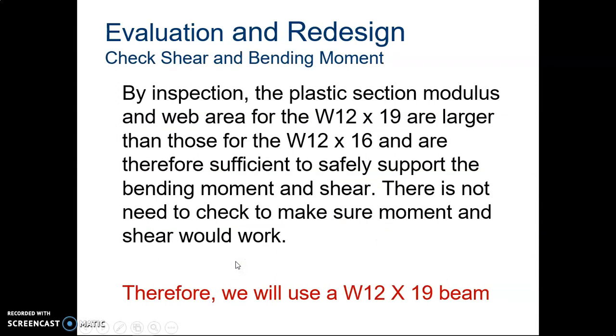And we know that because the smaller member worked for bending and shear, the larger one will work as well. So by inspection, the plastic section modulus and web area are larger for the W12 by 19 than the W12 by 16, and therefore we are sufficient to say that the bending moment and shear will work. There is no need to check for moment and shear. Therefore, a 12 by 19 beam will work to support that load. Final answer. This is the size beam that an engineer would say to use given that loading scenario.